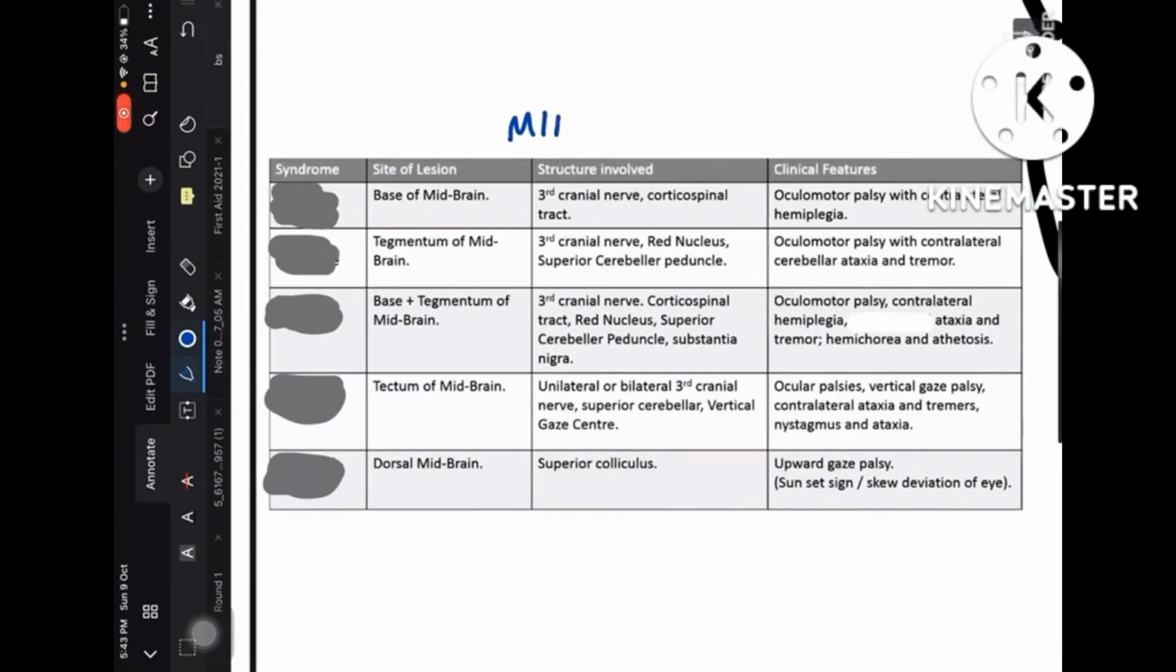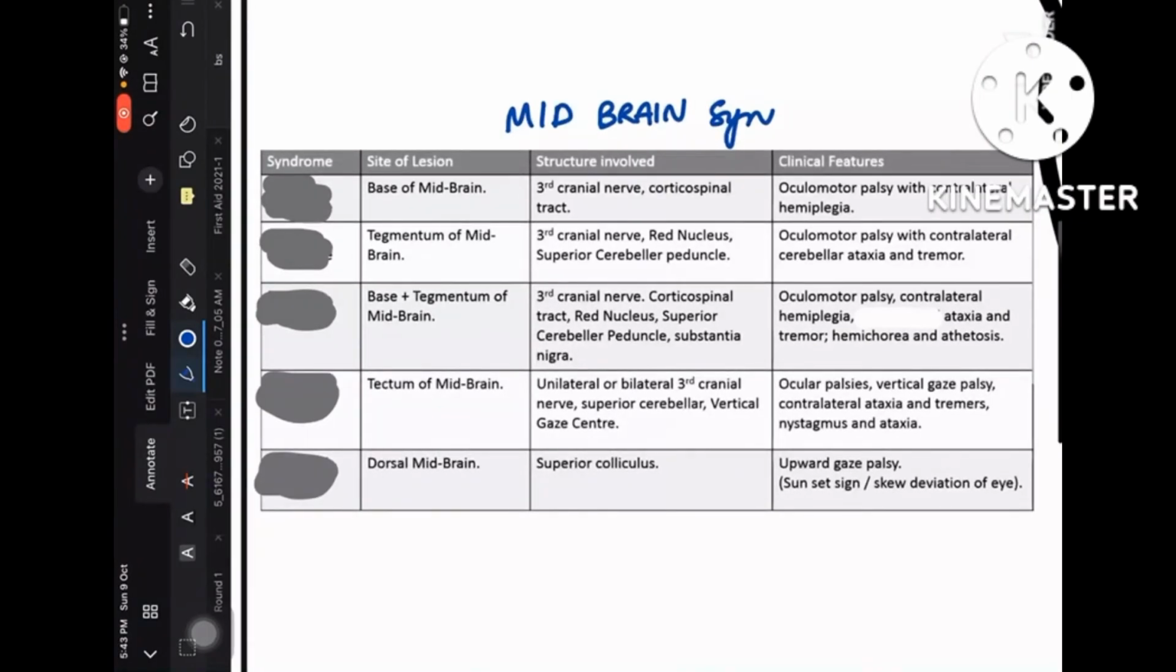This is the table related to midbrain syndrome, guys. So try to answer, fill these gaps. I'll reveal the answer, just try to solve this. First one, it is mentioning that the site of lesion is at the base of midbrain and the structure involved is third nerve and the corticospinal tract. So that results in third nerve oculomotor palsy and corticospinal tract in the contralateral hemiplegia.